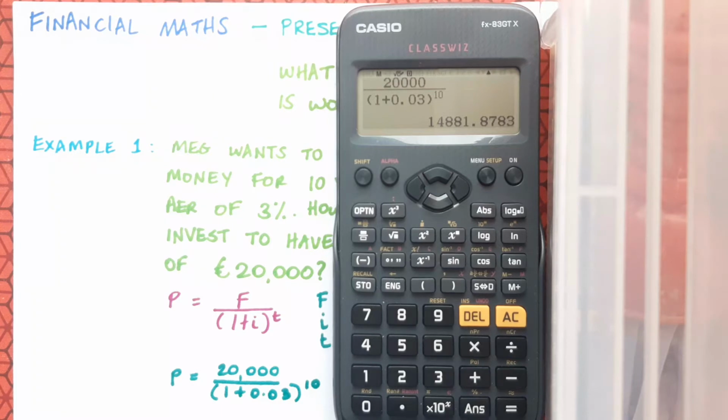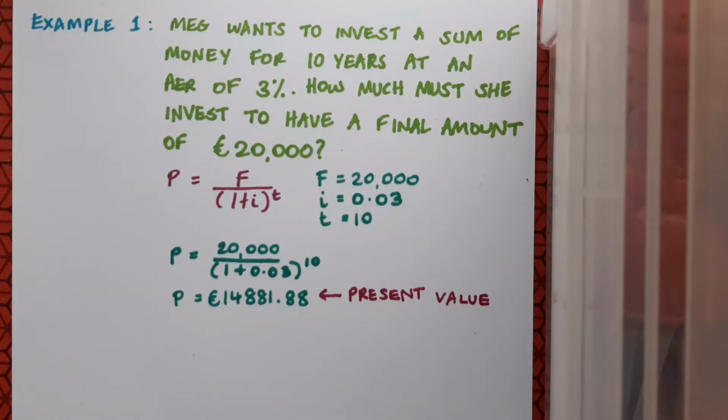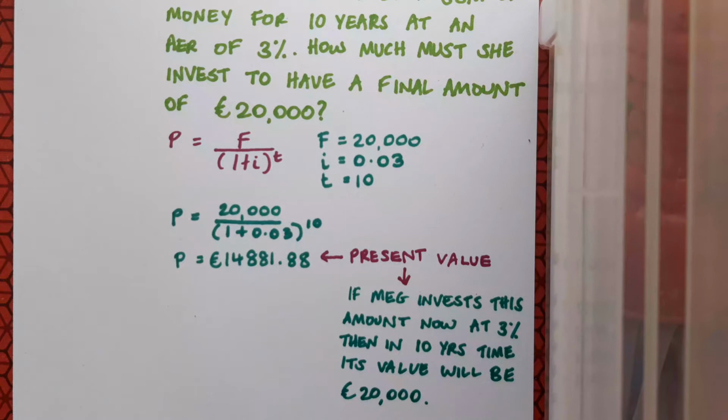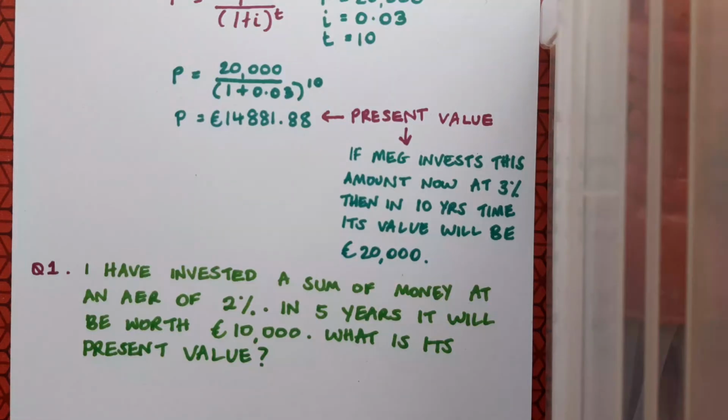On typing this into the calculator, we can see that our answer is 14,881.8783. And of course, we're dealing with money, so let's round it off to 14,881.88. So this value is our present value. And what does that actually mean? Well, it means that if Meg invests this amount now at 3%, then in 10 years' time, its value will be 20,000.